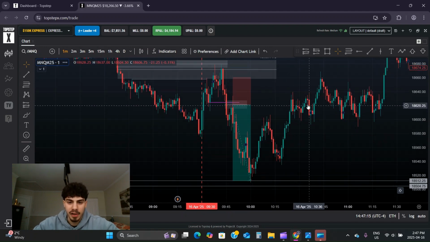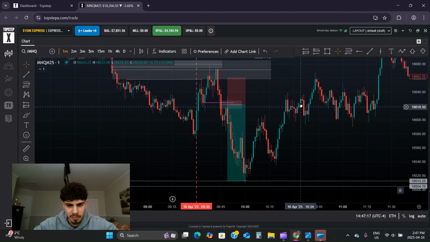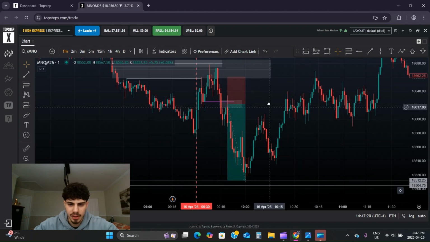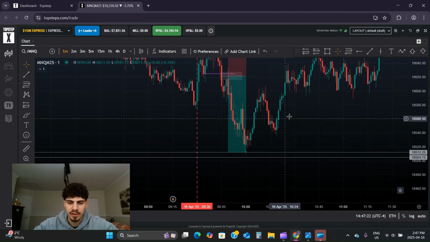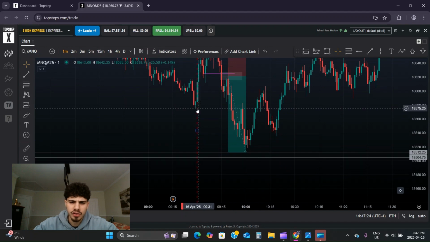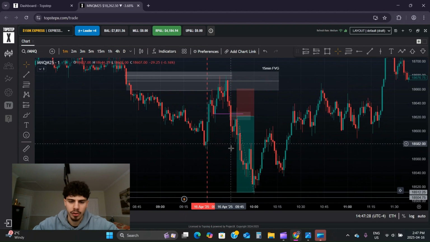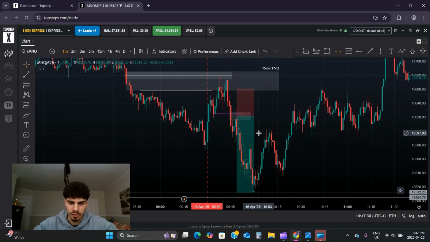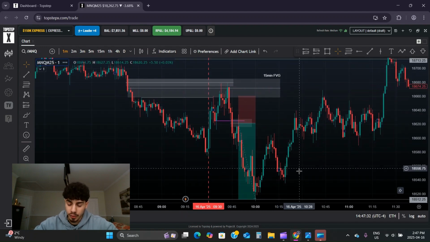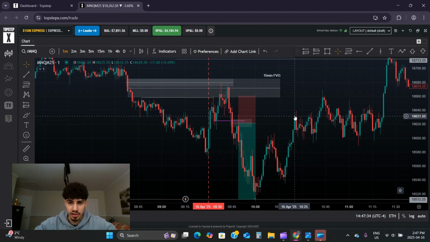Now, how did I get the sniper exit? So basically, after entering at the consequent encroachment here, we see a huge move to the downside. Now, some people will say, oh, why don't you just exit here? This is clearly after a big move down, this is a major low, and you always talk about exiting at major lows. Yeah, but don't forget the daily bias that I just showed you guys.